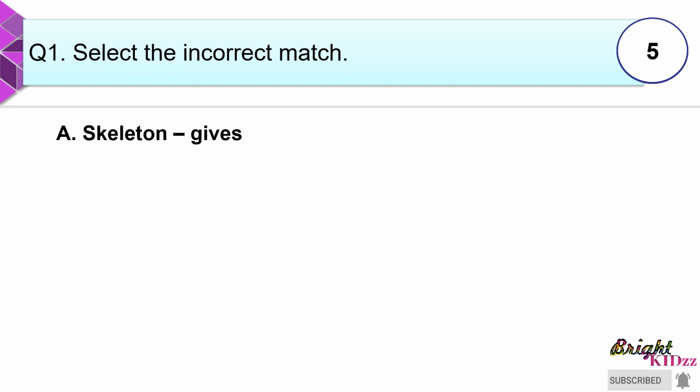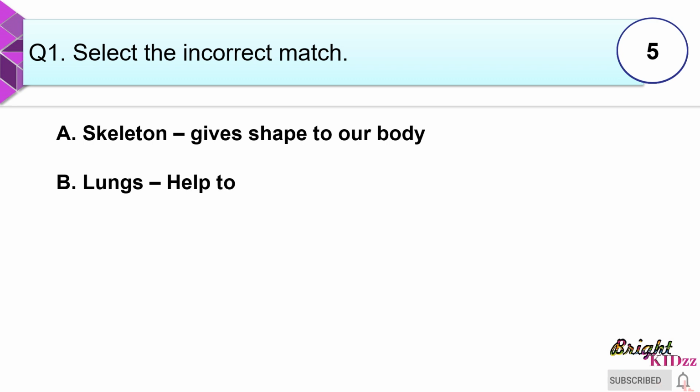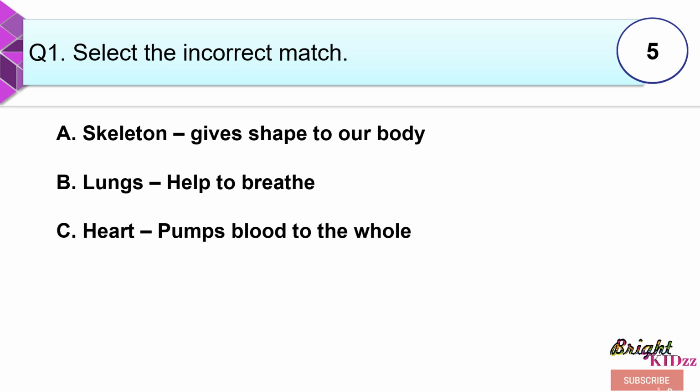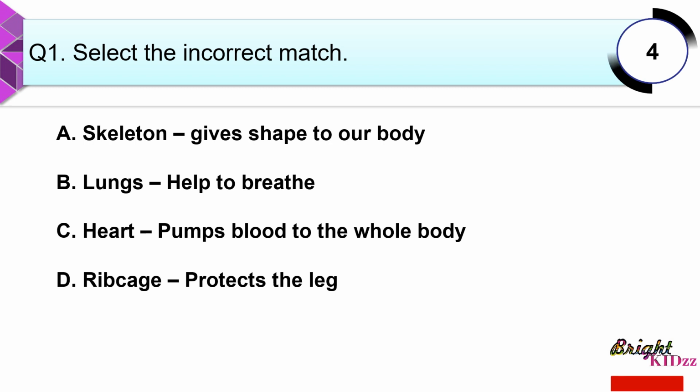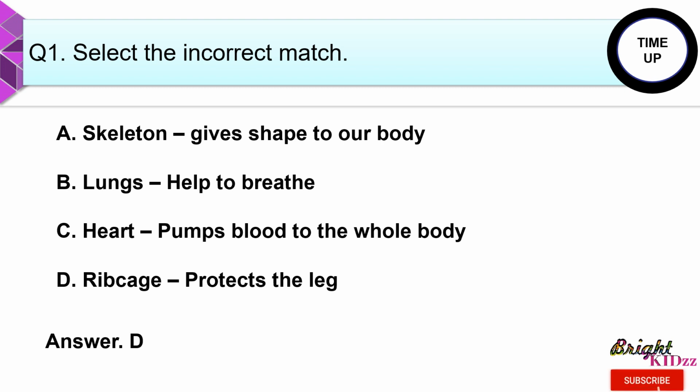Section 2, Science. Select the incorrect match. A. Skeleton gives shape to our body. B. Lungs help to breathe. C. Heart pumps blood to the whole body. D. Rib cage protects the leg. Answer D. Rib cage protects the leg. This is the wrong answer. Rib cage is present in the chest area and it protects the lungs.